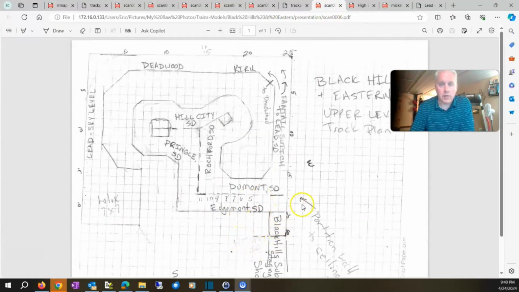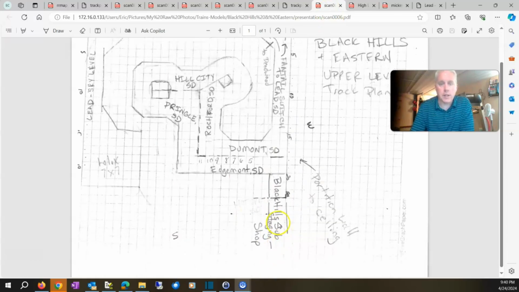This is how it lays out over the benchwork plan. Again, the staging, into the shop, 3 or 4 tracks perhaps in the shop, wide in Black Hills subdivision staging, Edgemont coming around the corner here, Pringle, maybe some industrial switching there in Hill City, definitely some industrial switching. And I did want to leave some negative space here.